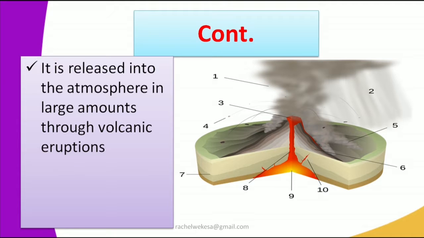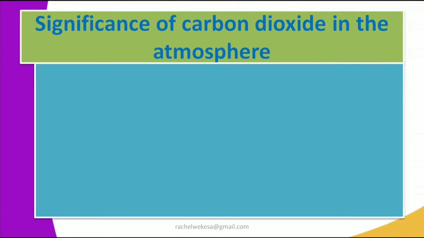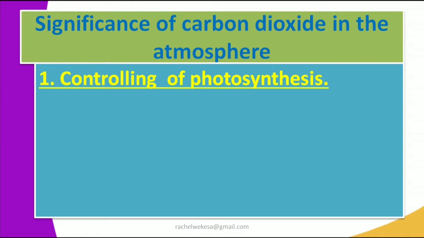You see that this magma becomes too hot to be under the Earth's surface, and later on it is ejected outside in the form of ashes. The other gases are released into the atmosphere. Let's look at the significance of carbon dioxide in the atmosphere. So the first significance of carbon dioxide is the controlling of photosynthesis.